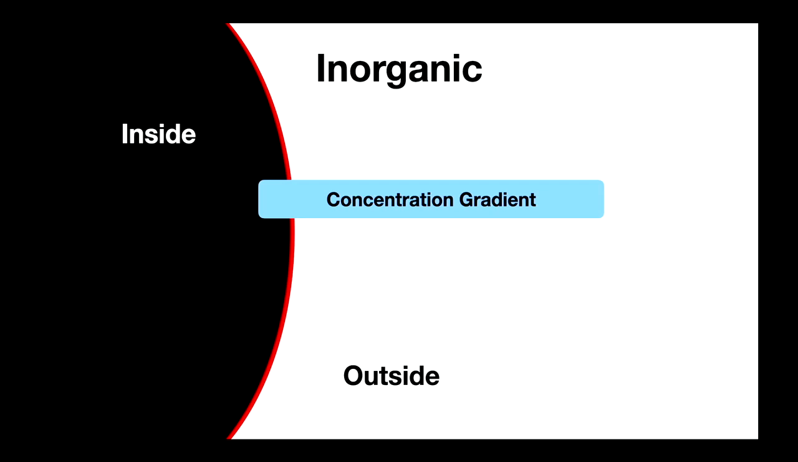Now, the first process that I want to talk about in relation to this is what's called the concentration gradient. Again, this is in the inorganic world. This is basically physics. If, for instance, we had on the outside a concentration of sodium ions, indicated here by the Na, and inside we had a concentration of potassium ions. This is existing again in the natural world.